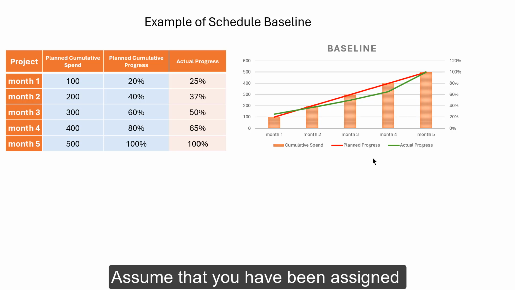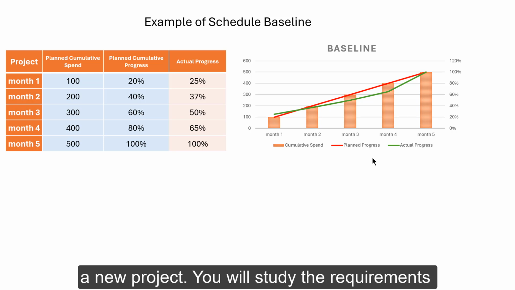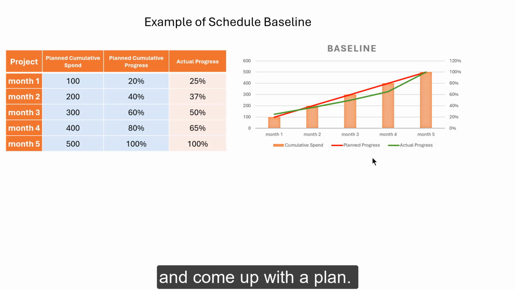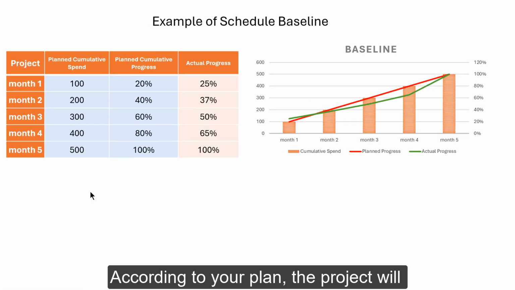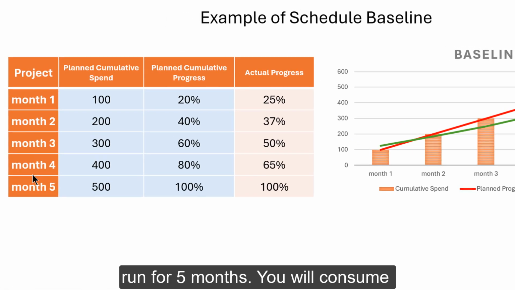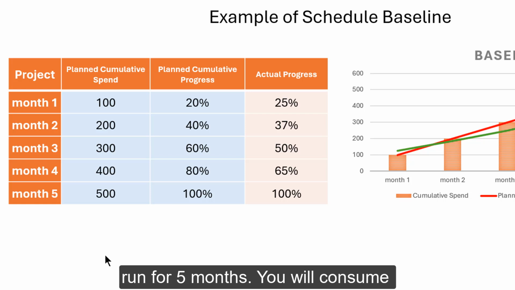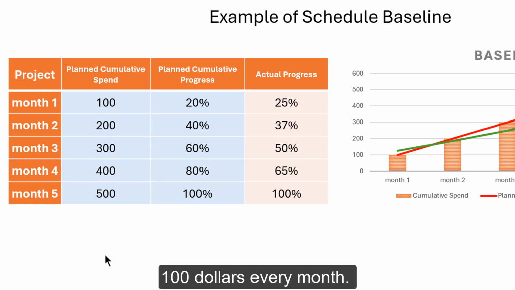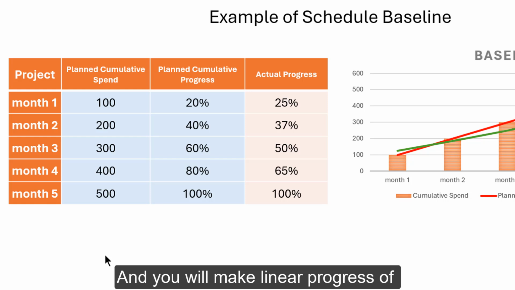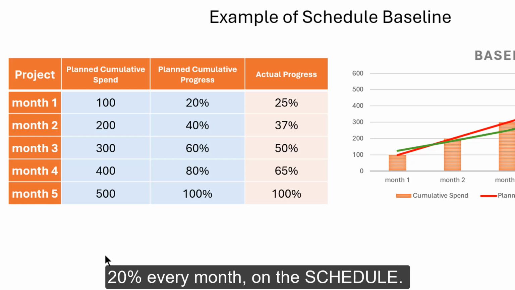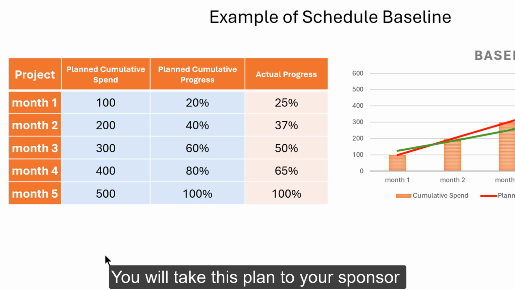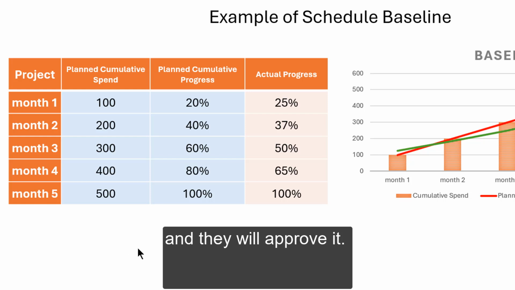Assume that you have been assigned a new project. You will study the requirements and come up with a plan. According to your plan, the project will run for 5 months. You will consume $100 every month and you will make a linear progress of 20% every month on the schedule. You will take this plan to your sponsor and they will approve it.